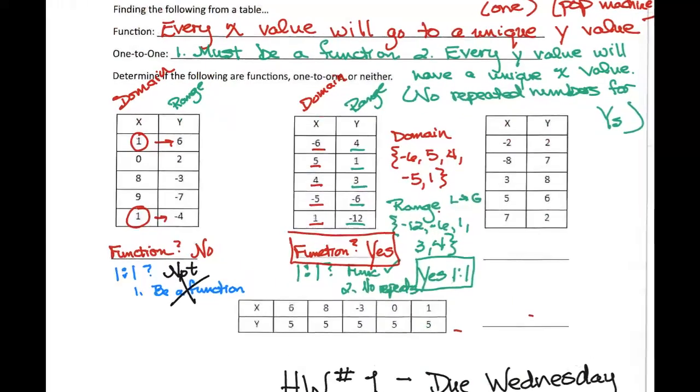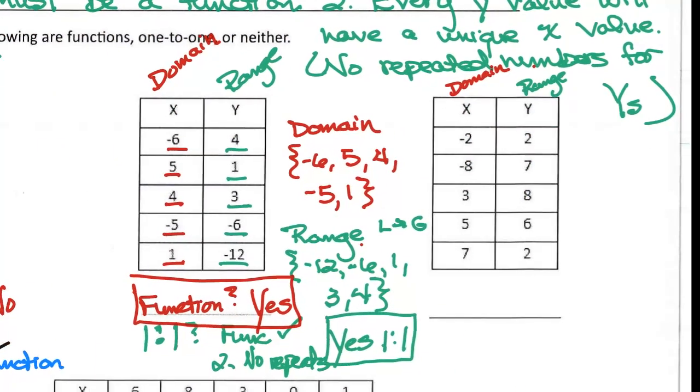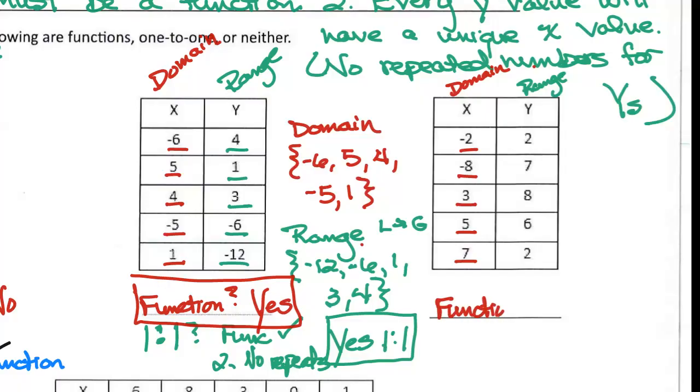Let's go to the third table. Here's my domain, the x values. Here's my range, the y values. And as I look at the domain, do I see any repeats? Any repeats? Jennifer? Any repeats? No. So, is that a function? Yes. No repeats on the x's.